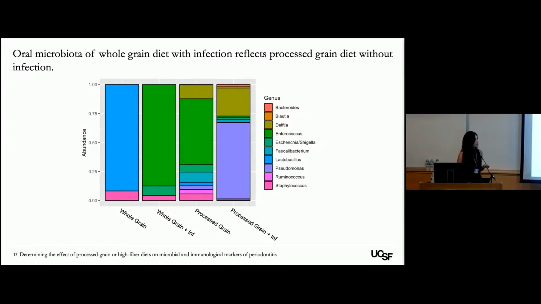And interestingly, in the presence of infection, the whole grain diet seemed to somewhat resemble the processed grain diet in the absence of infection. And with the processed grain with infection, we saw an increased abundance of Pseudomonas species. And while Pseudomonas are not putative periodontal pathogens, they have been noted in chronic periodontal lesions, as well as are well-recognized pathogens in other disease states.